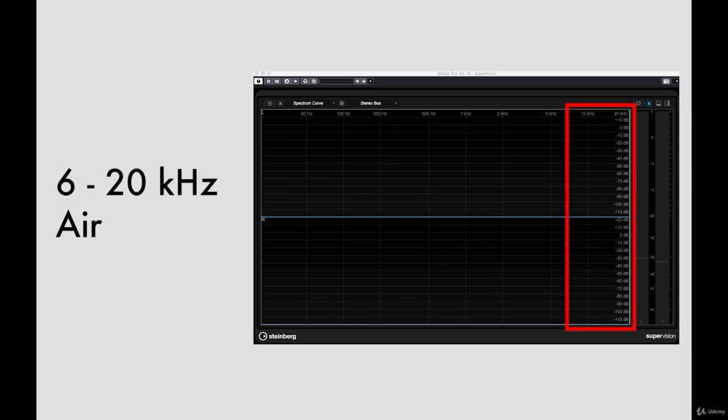Finally, the area from 6 kHz to 20 kHz, which is said to be the upper hearing range of an average person, is called the brilliance or air range. This area consists entirely of harmonics, which we will talk about in the next video. It gives your music a sense of sparkle and air. If you have too much, it will cause ear fatigue. If you have too little, it will sound dull and muffled.